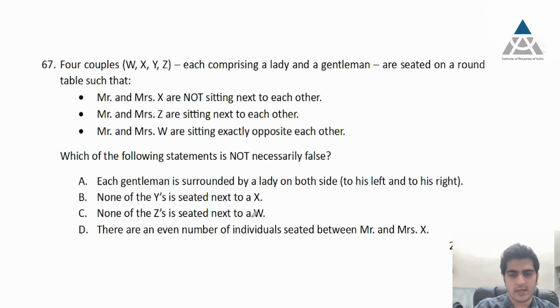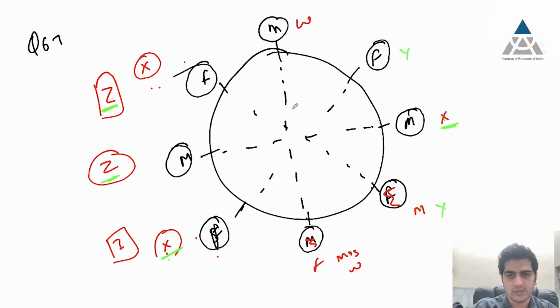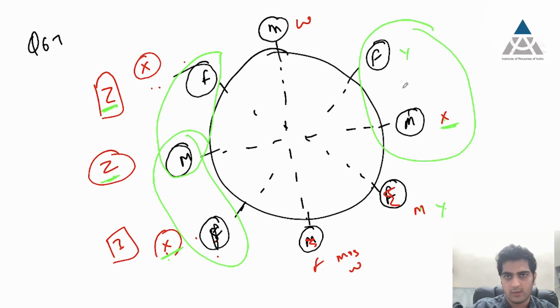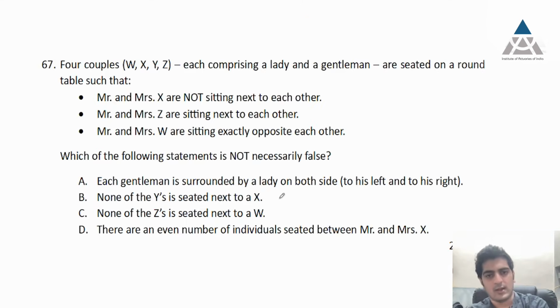Option C: none of the Z's is seated next to a W, because W's are sitting on the opposite side and Z's are sitting corresponding to each other. They have to be seated in either this one, or this one. These three are the only options, and all three options over here are next to a W. So option C is also definitely false.